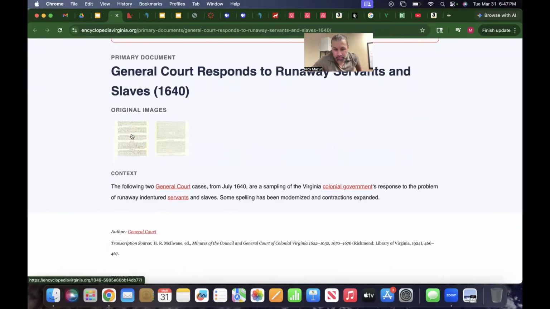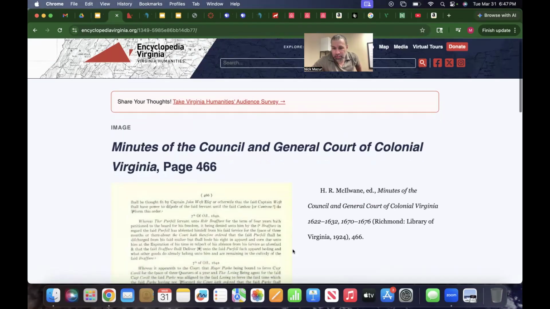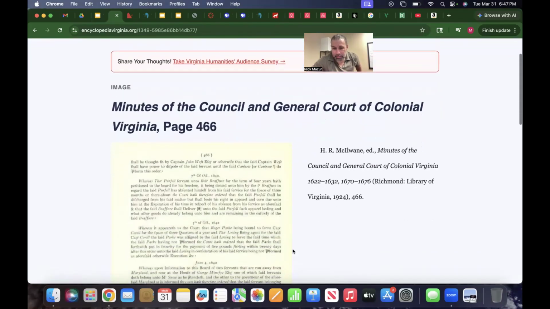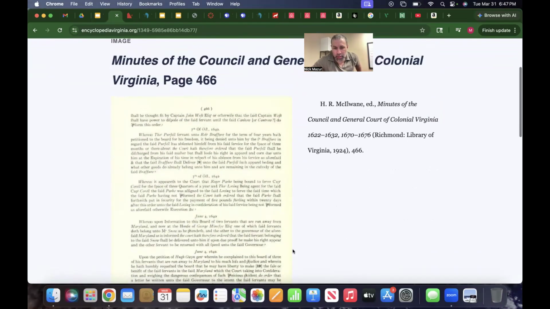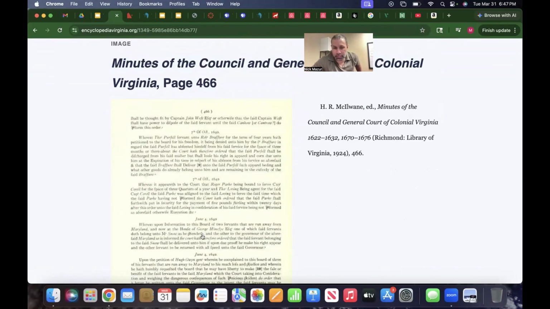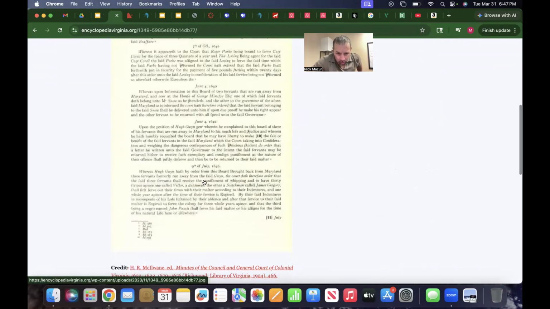The court records point out, and what you can see is in the colonial court, in 1632. And you have it right here, this case in 1640.